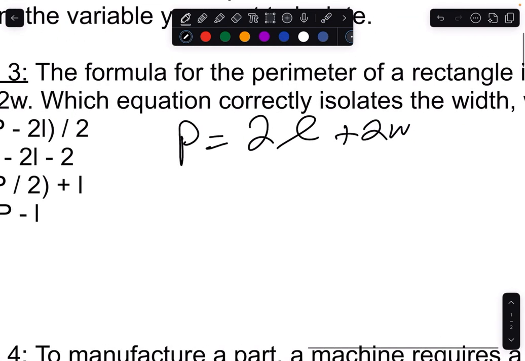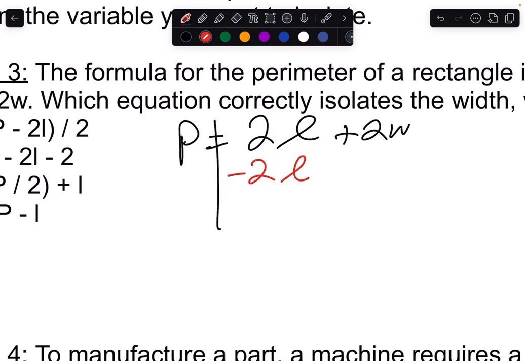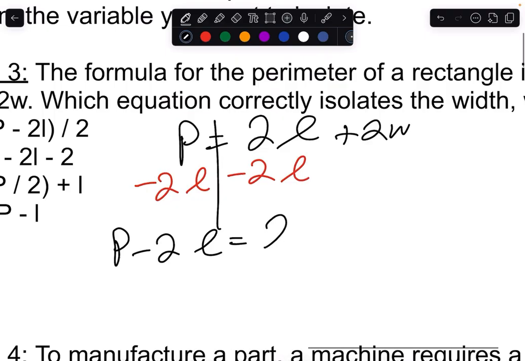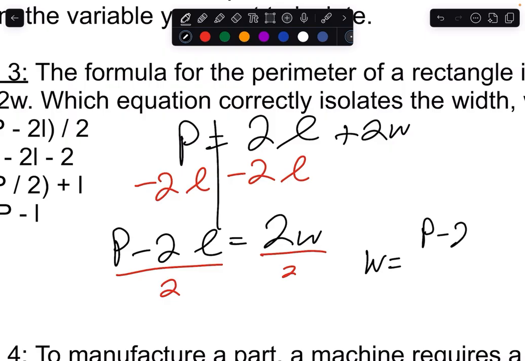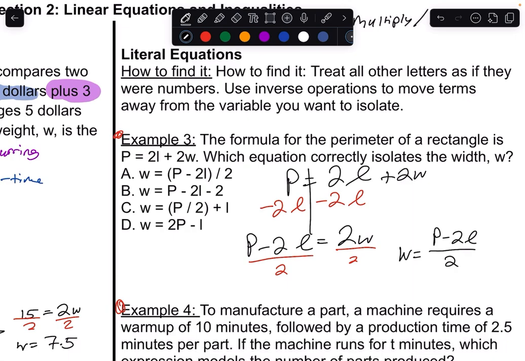In this case, we want to get W by itself. That means I don't want this 2L on this side, and I don't want this 2. So let's move the entire 2L to the other side by doing the opposite operation, which is subtraction. P minus 2L is just P minus 2L. They don't combine because they're different variables. You still have 2W on the other side. Now let's divide everything by 2. So W equals P minus 2L over 2. Lovely stuff, which would be A in this case.